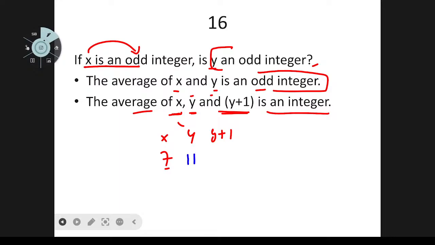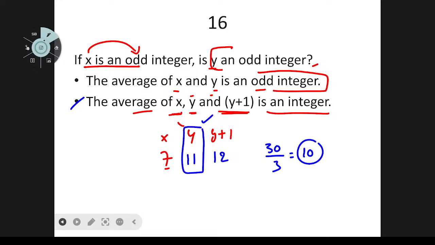11 plus 12. If I take this as 11 and this as 12, this will become 30 divided by 3 is equal to 10. Is it an integer? Yes, it is an integer. So I satisfied this condition. So when I satisfied this condition, is y an odd integer? Yes, in this case it is an odd integer. Now I will try to make it an even integer also.